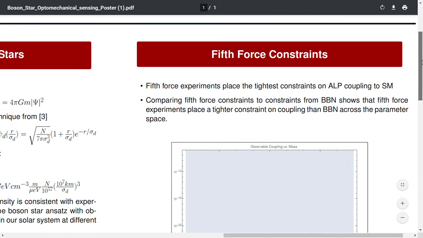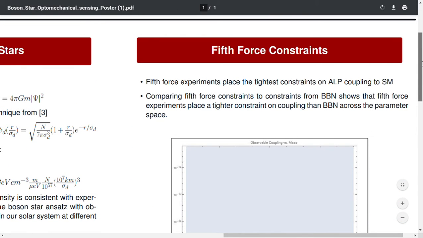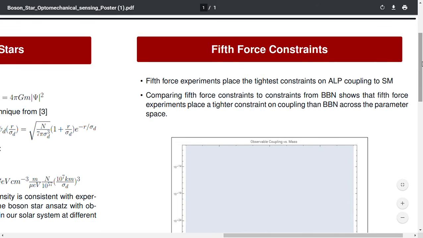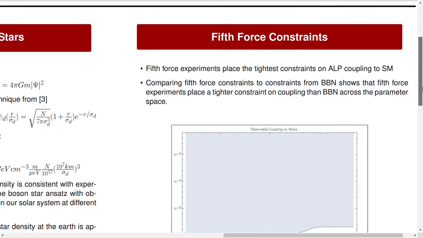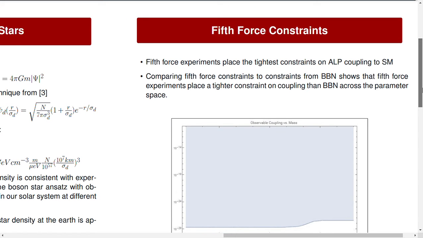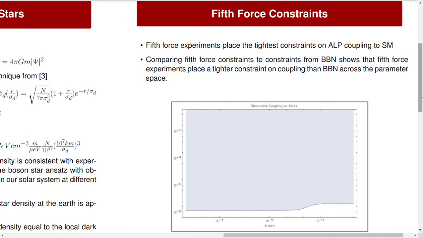Now we must also look at constraints from fifth force experiments. Essentially, if we were to introduce an additional particle to the standard model, it would induce a fifth force, which we have not yet detected. And so what we found is that these experiments place the tightest constraints on ALP coupling to the standard model. If you compare fifth force constraints to constraints from BBN, we find that fifth force experiments place a tighter constraint on coupling than BBN across the parameter space.